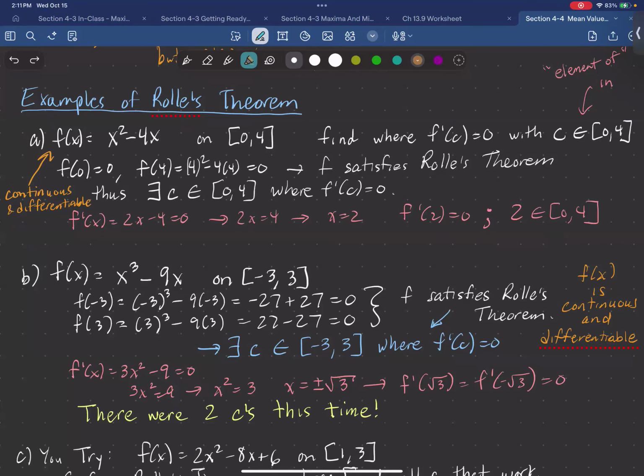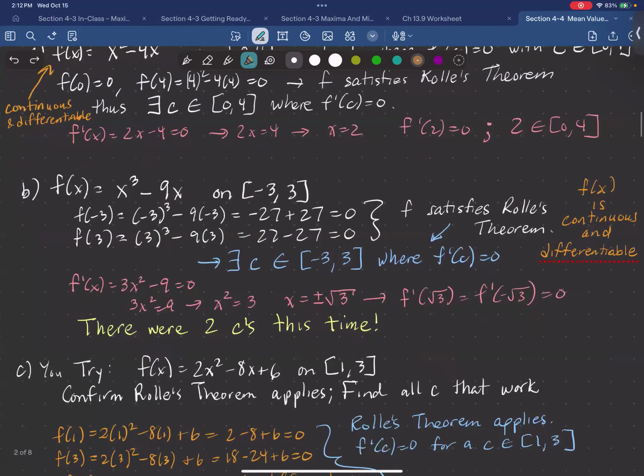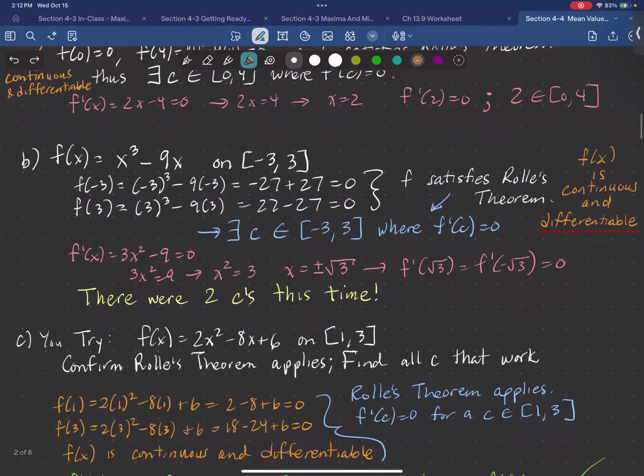All right. We're going to confirm Rolle's theorem. We're going to do f of 1 and f of 3. If I plug in 1, I get 2 minus 8 plus 6. That adds up to 0. If I stick in 3, I've got 2 times 3 squared. That's 18. Then we subtract 8 times 3, which is 24. We add 6. That adds up to 0 also. Again, this is a polynomial, so it's continuous and differentiable everywhere. That means there's a c in 1 to 3 where f prime of c equals 0.